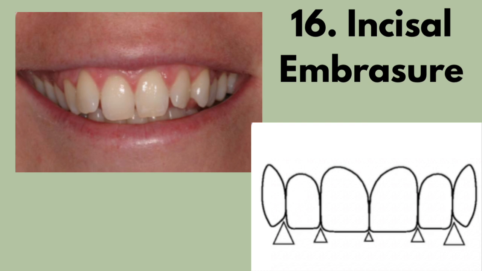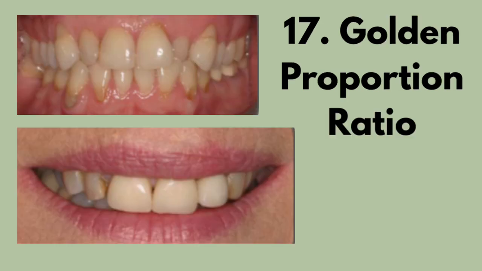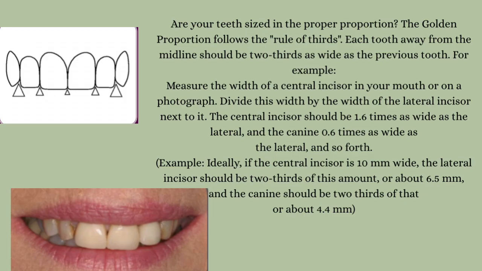16. Incisal embrasure. Is there good definition between the teeth on the incisal edge of the teeth? The size of the silhouette or outline shape between the front teeth should symmetrically increase in size moving away from the midline. This is best seen as a triangle-shaped wedge between the teeth and on the biting edge of the front teeth.